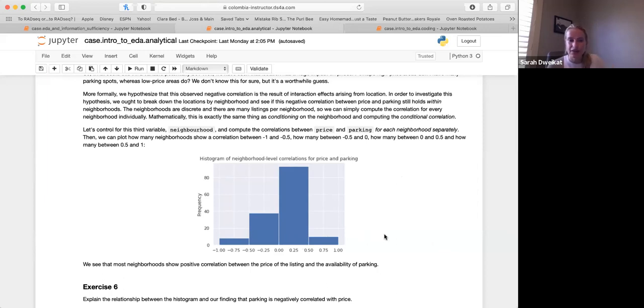So in our next exercise, actually this is our next question. That's perfect. Why, explain the relationship between the histogram and our finding that parking is negatively correlated with price. Let's think about why we see this histogram and why our overall correlation number is basically 0 or slightly negative. Why do you think that is?